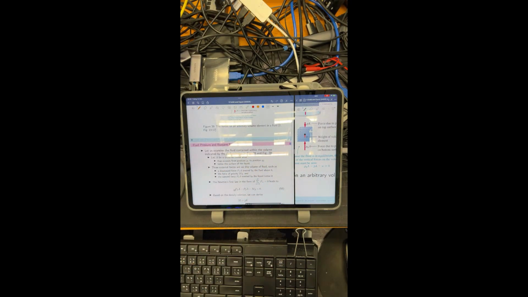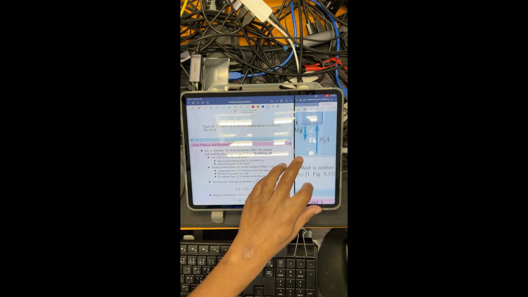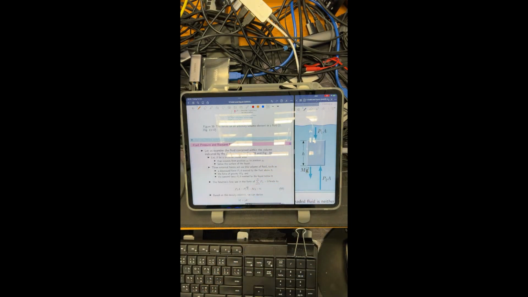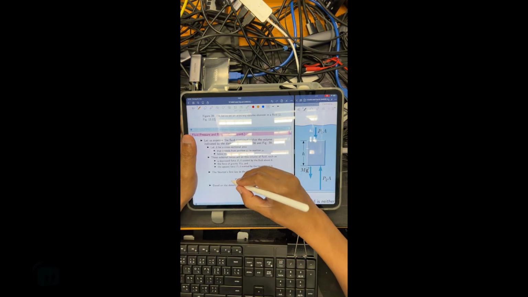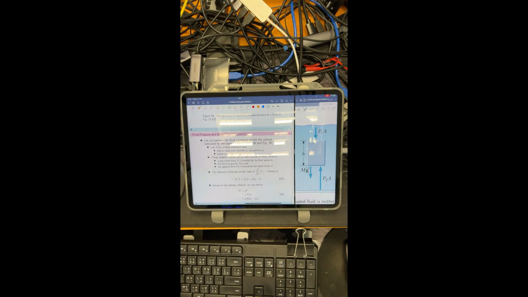P1A in this figure minus P2A and minus mg, is that correct? I don't think it's correct. mg is downward, it should be negative. P2A is pointing up, so this one is incorrect. I'm gonna change it later. P1A is pointing down, it should be negative. This one is positive, right? P2A is pointing up, right?